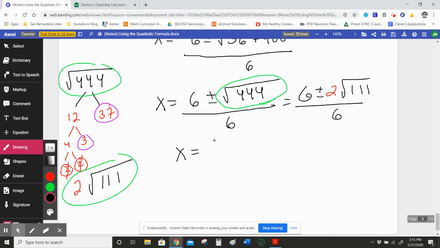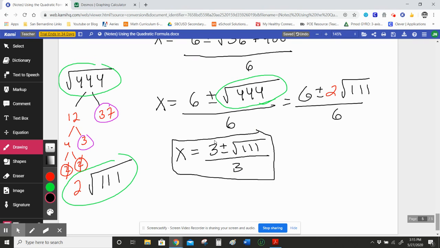6 divided by 6 is just 1. So 1 plus or minus 2 over 6 is just 1 over 3, and the top stays the same as square root of 111 divided by 3. So you can write it like that. Or if you wanted to leave it as one giant fraction, we just divide by 2 top and bottom, and you can write it like this also: 3 plus or minus square root of 111, and then all divided by 3. Either way, it's the same exact answer.